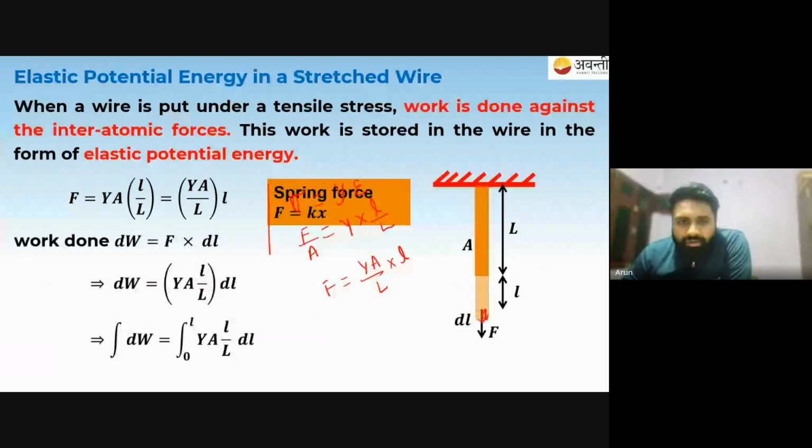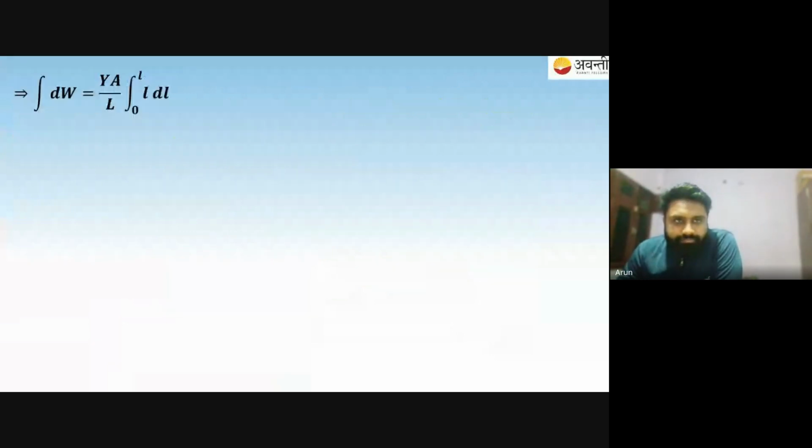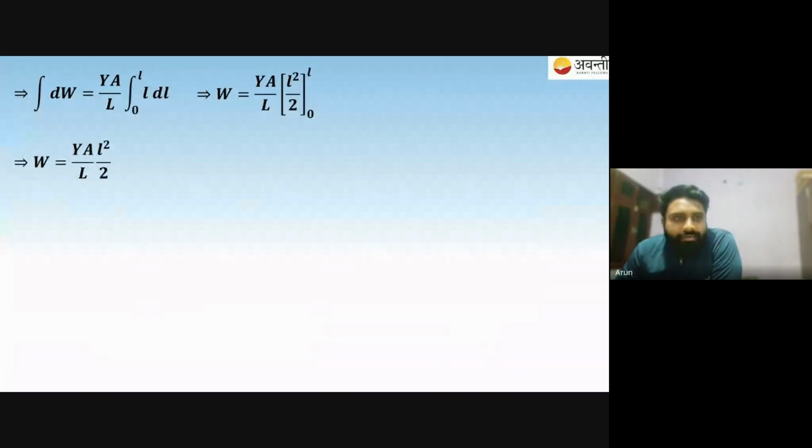Now to calculate for the entire length, we integrate from 0 to l, or capital L you will say. For 0 to l, the work done is YA over L into l square by 2. So we have W equals YAl square upon L into 2. Now this is the work done, but we know that these elastic forces are conservative in nature, like the spring force. When there is a conservative force, the potential energy is nothing but the negative of the work done by the conservative forces.